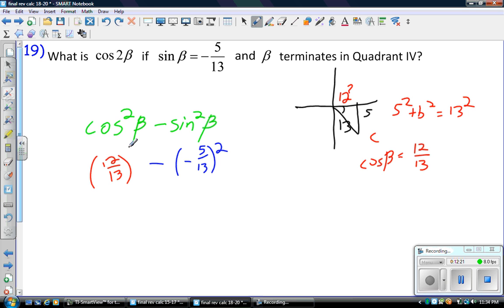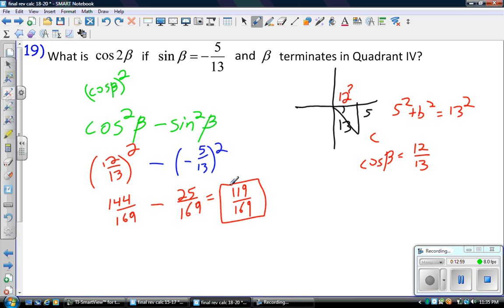Then I'm squaring it. Remember, this is written in an awkward way. This really means find the cosine and then square that answer. Mathematicians are just lazy and didn't want to do the parentheses. So now we just square this out. This is 144 over 169 minus, you're squaring the negative, so it becomes positive, 25 over 169. Then just subtract them, and you'll get 119 over 169. Not a normal looking answer, but there it is.